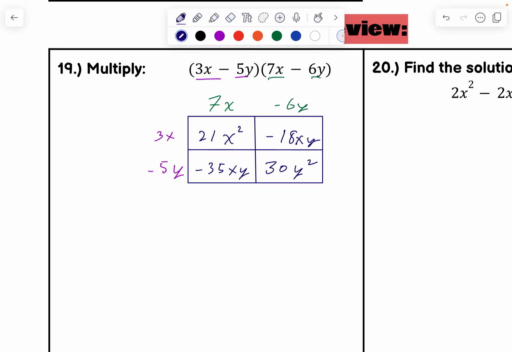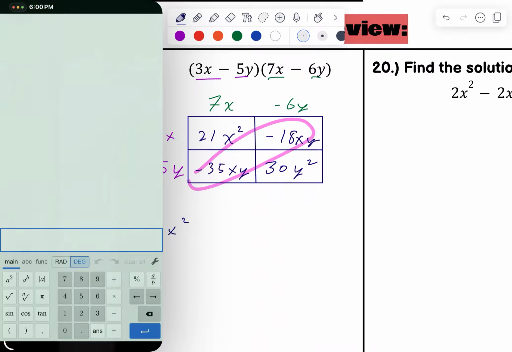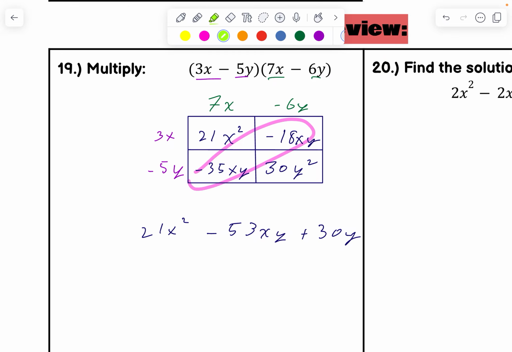All that's left to do is, let's see if we can combine like terms. Bringing down our final solution, we'll have 21x squared, negative 35 minus 18. Let me bring up my calculator to make sure I don't make any mistakes. Negative 35 minus 18 is going to give me negative 53. So I would have negative 53xy, and in the back, positive 30y squared. Now it's wrapped up, good to go.